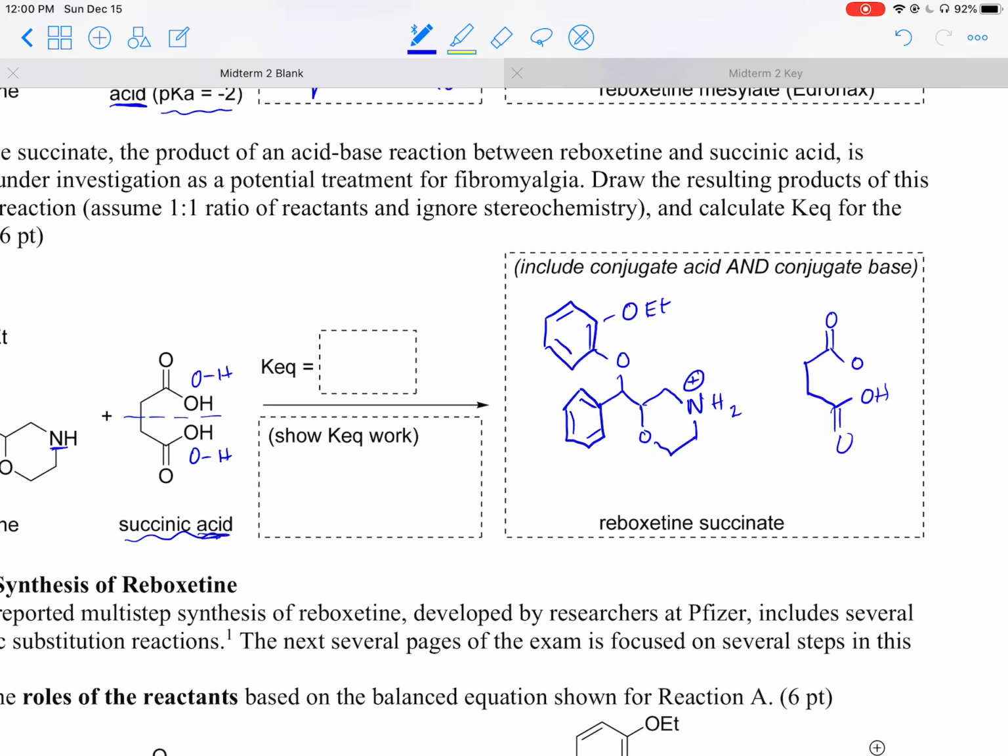And when we took away the hydrogen from this oxygen right here, the lone pair went onto the oxygen, so now it has 3 lone pairs and 1 bond, so that's going to be a negative charge. Okay, so again, this is going to be the conjugate acid. This is the conjugate base. So to figure out the KEQ, we need to know the pKa of the conjugate acid, and that's going to be about 10 again. It's another ammonium ion right there.